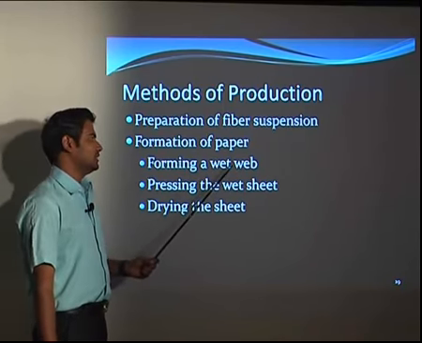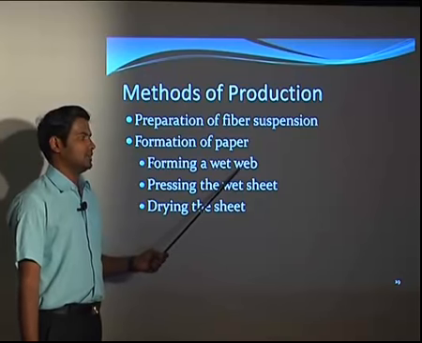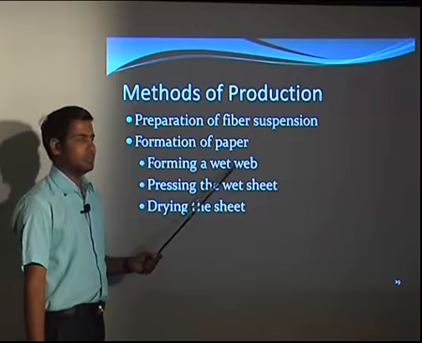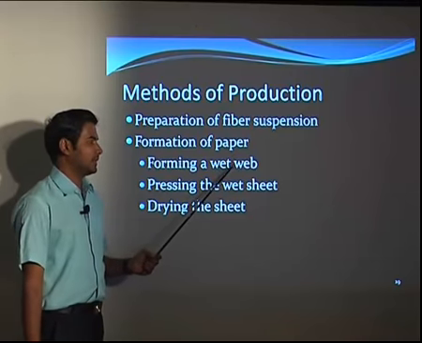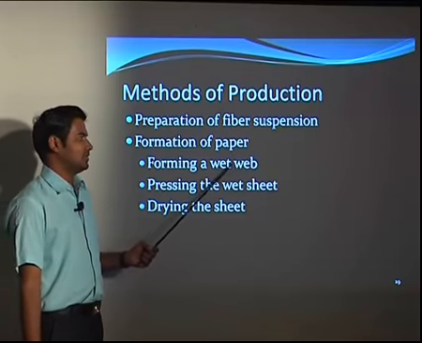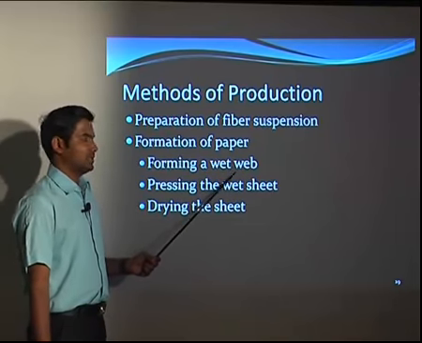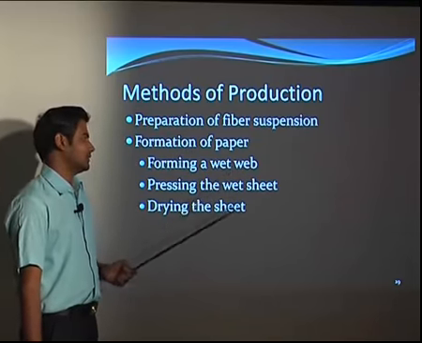Generally the speed will be high if we require low quality paper, and the speed will be low if we require high quality paper. So for good quality paper, 5 meters per minute is the speed for forming the wet web, whereas it may go up to 500 for newspaper.